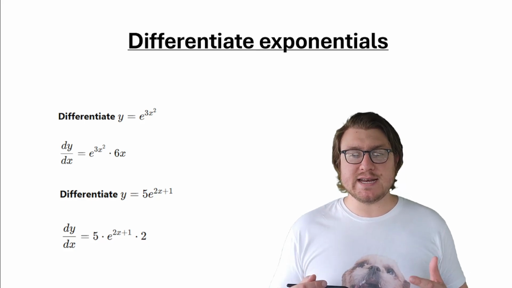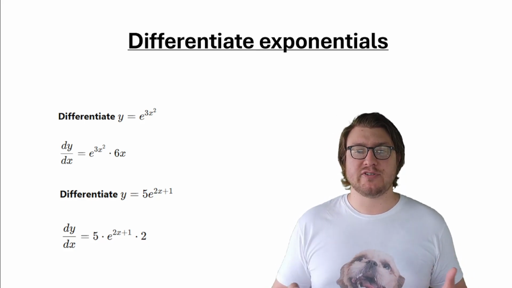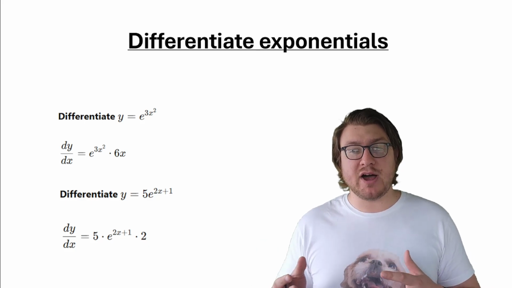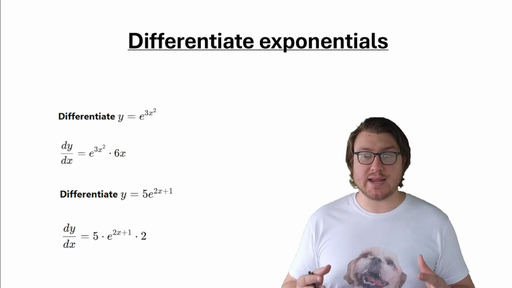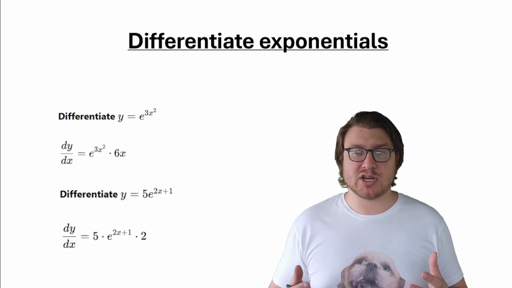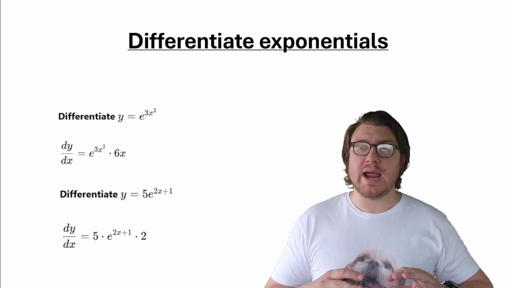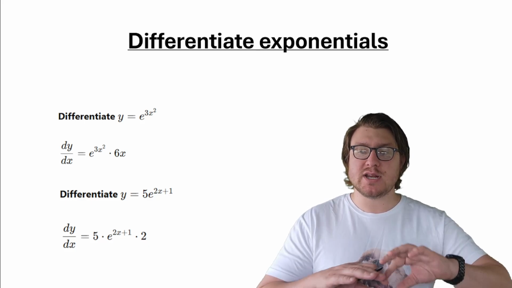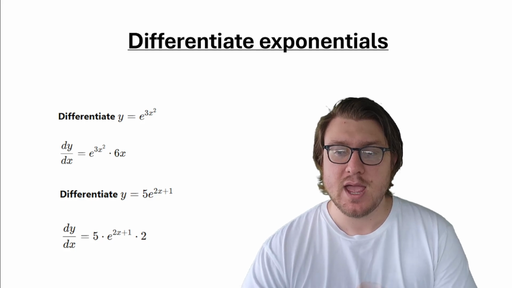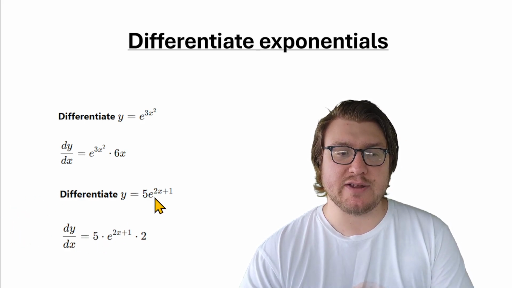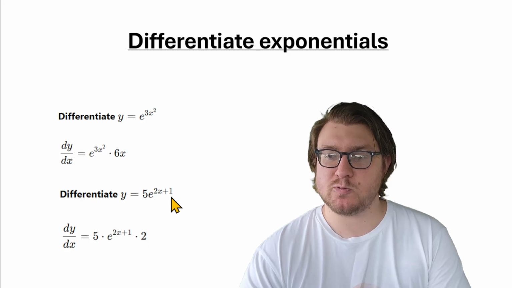Now, for the second example, it's very similar. Now, we have a 5 in front. Multiplying a number in front doesn't actually do anything to a derivative. We just pull that through and keep it where it is. So let's keep the 5 in front. Now we have an exponential left, which is e to the 2x plus 1.